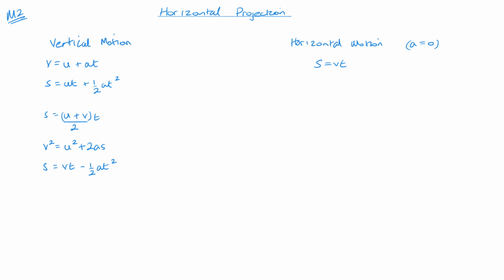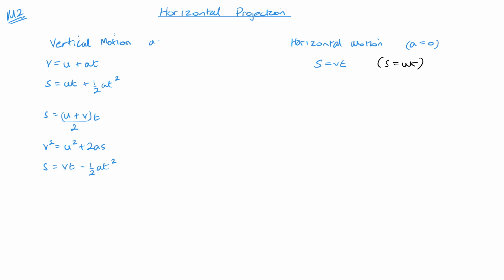There's no difference there. I often use S equals UT. You might see me write that down a bit. Obviously it's the same thing. I will sometimes write U just because I'm sticking with the same parts of the question, with U being that initial velocity, but it makes no real difference.